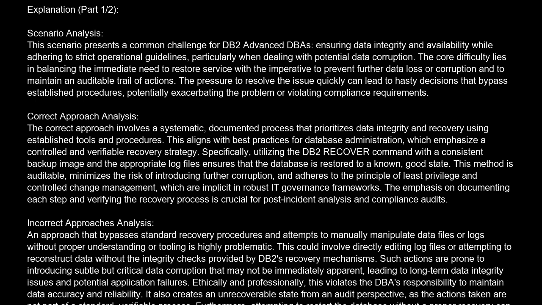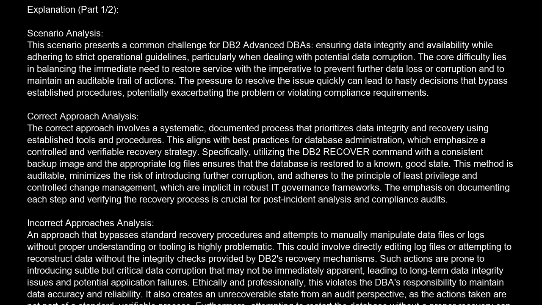Ethically and professionally, this violates the DBA's responsibility to maintain data accuracy and reliability. It also creates an unrecoverable state from an audit perspective, as the actions taken are not part of a standard, verifiable process. Furthermore, attempting to restart the database without a proper recovery can lead to inconsistent states, violating the principle of data consistency.